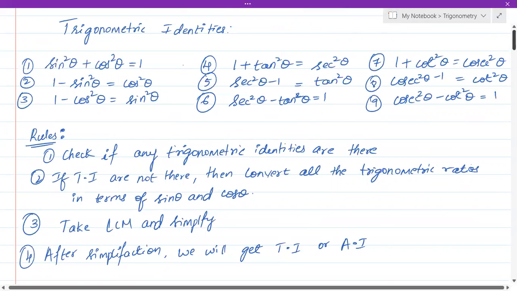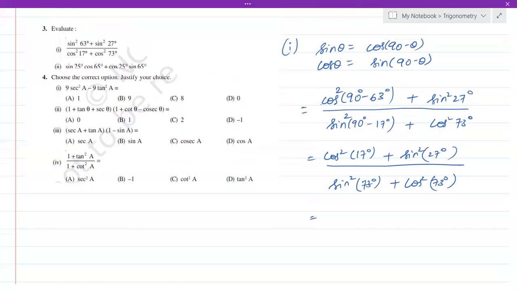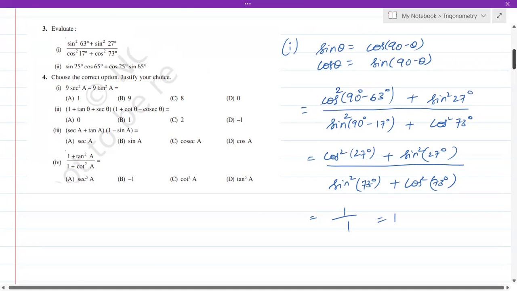So what we have got is, in the numerator, cos square 27 degrees, sorry, this must be 27, plus sine square 27 degrees. What do we get? Cos square theta plus sine square theta, 1. Similarly, in the denominator, sine square 73 degree plus cos square 73 degree. Both the angles must be same, you have to be very careful about it. It's like sine square theta plus cos square theta. What is the answer? 1. So 1 by 1 is 1. So the final answer is 1.